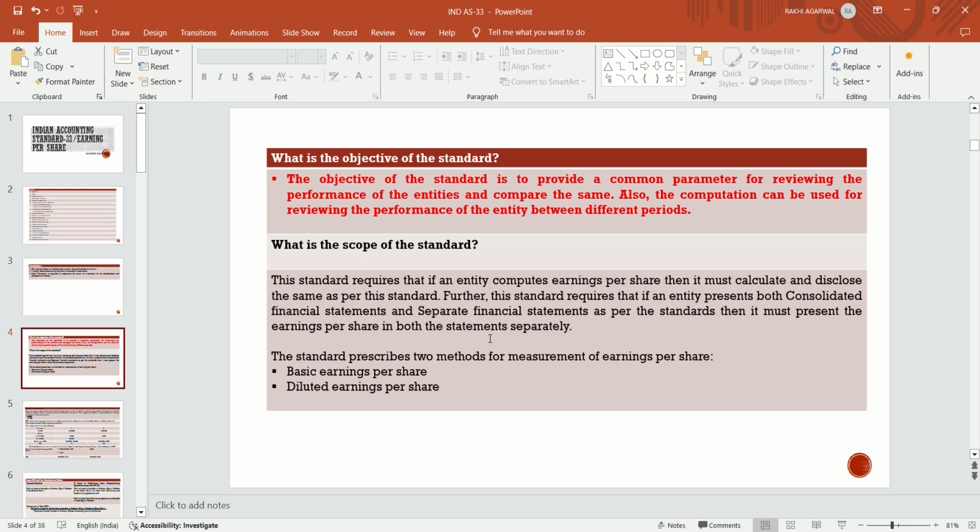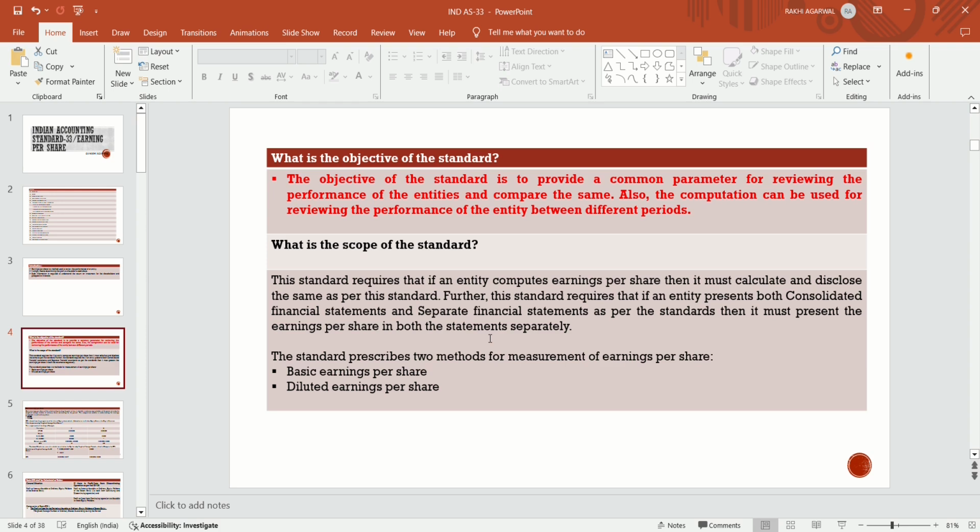Now, what is the objective of this standard? The objective of this standard is to provide a common parameter for reviewing the performance of the entity and comparing the same. Every year they calculate the EPS in order to review the performance of the entity, and they compare it with the previous year, whether the EPS is more than the previous year or not, whether the entity is increasing its profits or not. Also, the computation can be used for reviewing the performance of the entity between different periods.